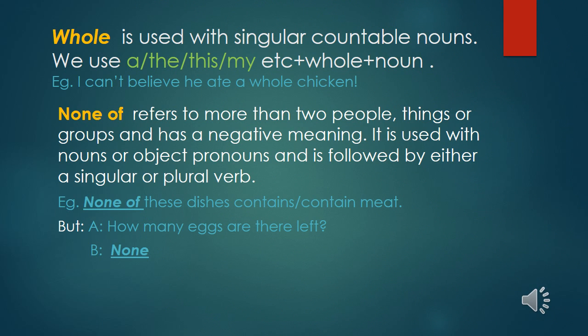Whole is used with singular countable nouns. We use a, the, this, my, etc. plus whole plus noun. Example: I can't believe he ate a whole chicken. None of refers to more than two people, things, or groups, and has a negative meaning. It is used with nouns or object pronouns and is followed by either a singular or plural verb. Example: none of these dishes contains or contain meat. But how many eggs are there left? None.